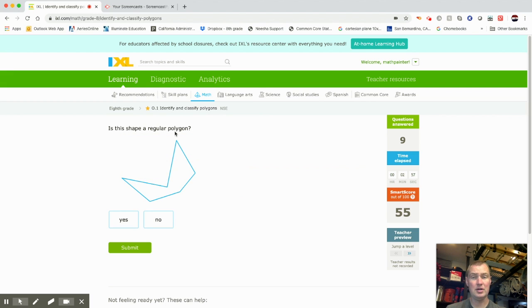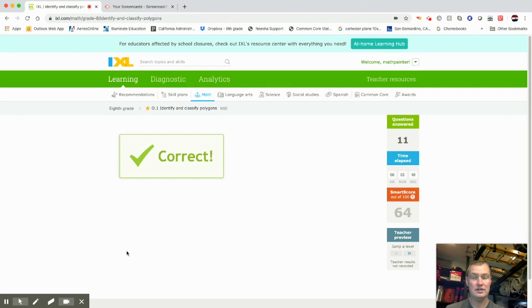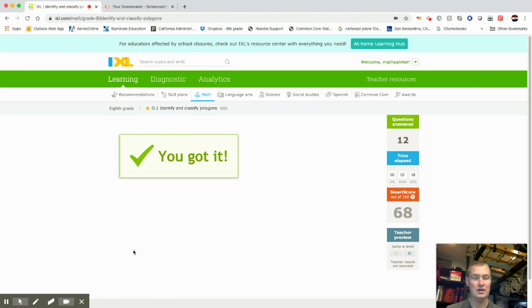Is this shape a regular polygon? The answer is no, because all the sides are not the same length and not the same angles. Is this a polygon? Straight lines, closed figure, yes. Is this a polygon? Yes, this is actually a quadrilateral because it's a 4-sided shape, so absolutely on that. Now we're just cooking right along.